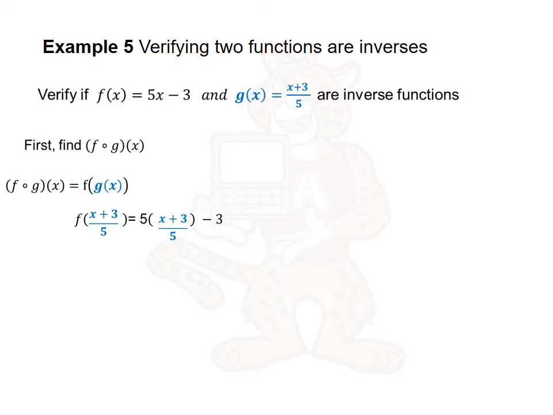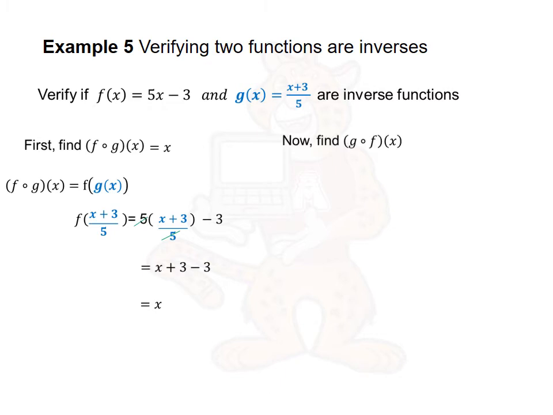Now, the left side is just notation. What I need to do is to simplify the right side. And I notice that I have 5 times (x plus 3) divided by 5. So I'm going to cancel these 5s. And what I have now is x plus 3 minus 3. 3 minus 3 is 0. So this composition will be equal to x. So f composed with g is equal to x.